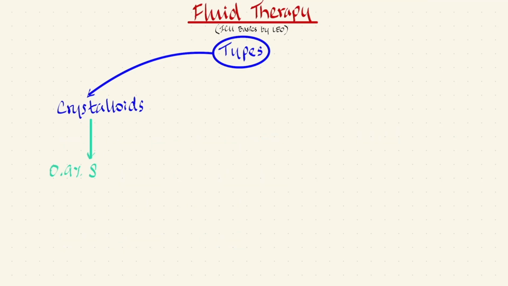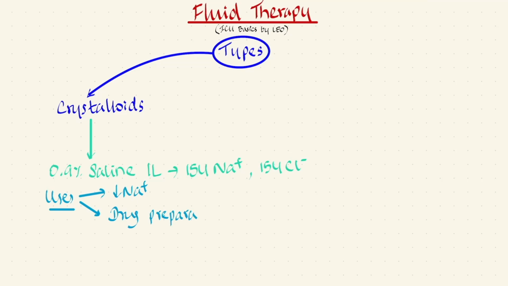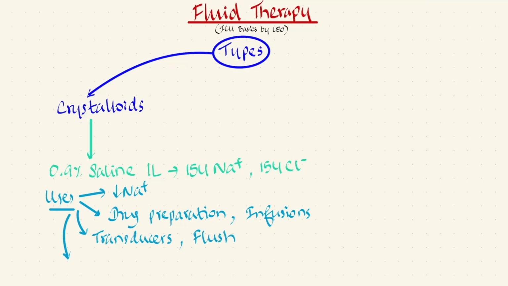Not quite 0.9% normal saline consists of only 154 mmol of sodium and chloride per liter without any other electrolytes, so actually it's not normal or balanced at all compared to Hartmann's solution. We can use saline to correct hyponatremia, for preparation and dilution of drugs or IV infusions, in arterial or central line transducers, to flush lines and cannulas, and as nebulizers to help with respiratory tract secretions.